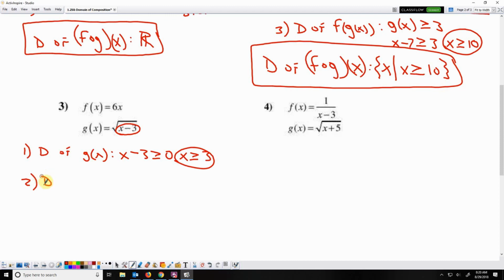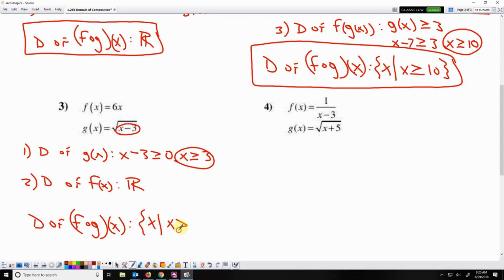For f of x, domain of f of x. No variable in a denominator or a radical, so x can be all real numbers. And the fact that step 2, the outer function, is all real numbers, tells me I can stop. The domain of f of g of x is the set of all x such that x is greater than or equal to 3.